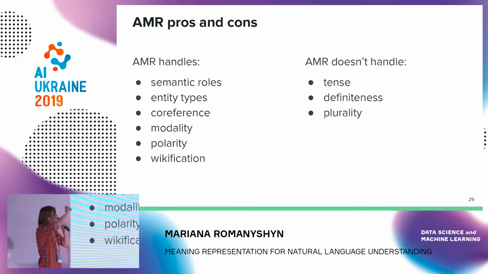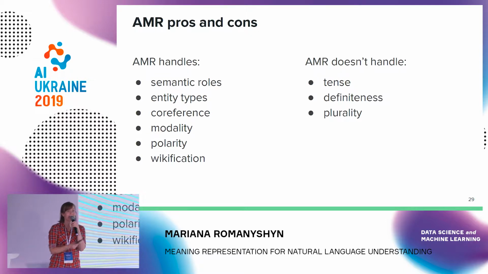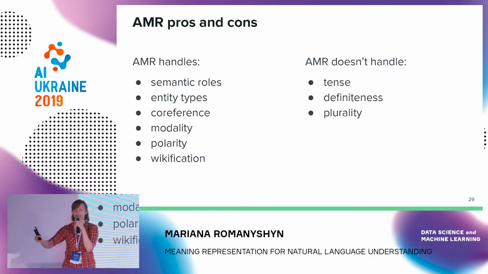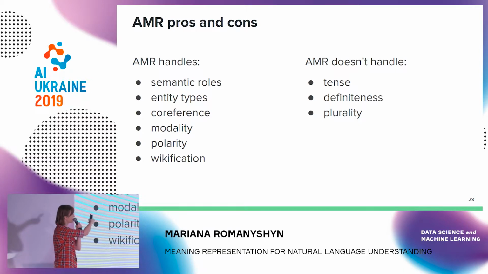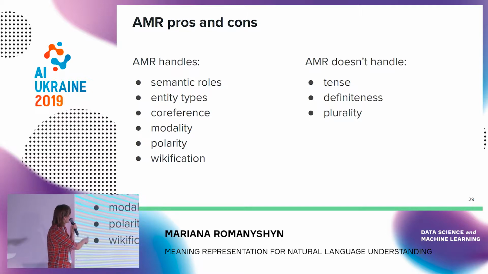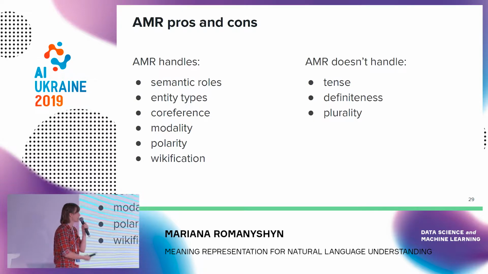So AMR is cool because it handles all kinds of stuff. It handles semantic roles, it handles entity types, it handles coreference. Coreference meaning that if I say something like, I beg you to excuse me, I and me are the same concept. So me refers to I, and there's a special task in NLP that is called coreference resolution that resolves that, and AMR notation embeds that. It also handles modality and polarity. We're going to look at that. And wikification. So for each named entity that you encode in AMR, you can also add a link to the Wikipedia article and solve the entity linking task, for example.